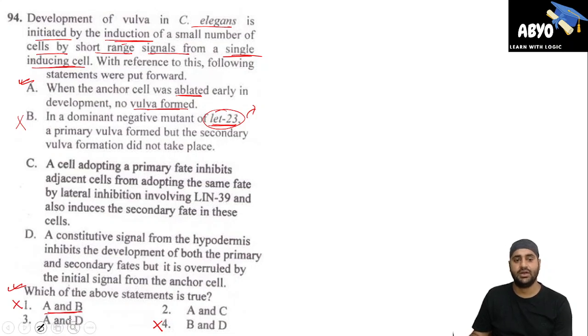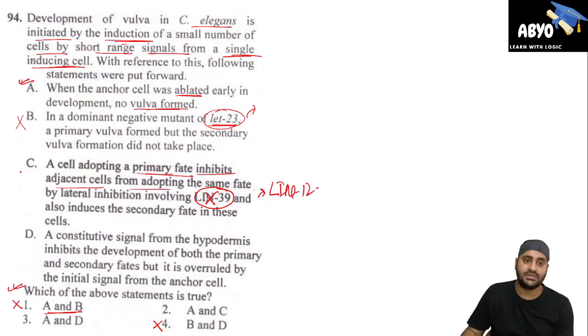Although we still have options with statements C and D. Let us see. A cell adopting a primary fate inhibits the adjacent cell from adopting the same fate by lateral inhibition involving Lin39. Lin39 is for specificity of equivalence, not for inhibiting. By the way, which was that protein? Yes, Lin12 protein. It was Lin12. So we can say statement C is also wrong. So A and C is also wrong, hence not this option.